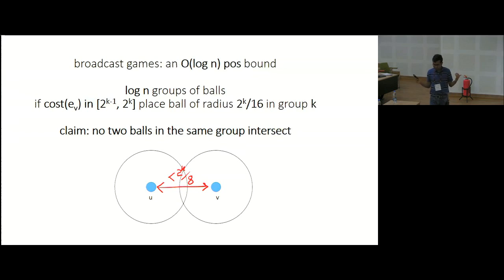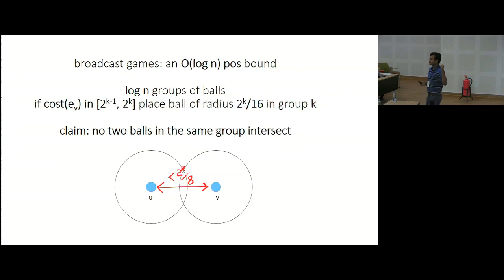Okay, so the second question is, how do I group them? The way I group them is pretty easy. All balls of the same radius go into the same group. So I have all these various different radii of balls, 2 raised to k over 16 for various different k's. For any fixed k, all the balls go into the kth group. In particular, one nice property of this is that if I now focus my attention on a single group, then I see balls of exactly the same radius there. Now what I want to show, as we discussed earlier, is that these balls do not intersect.